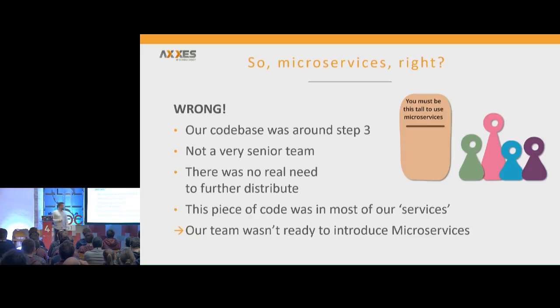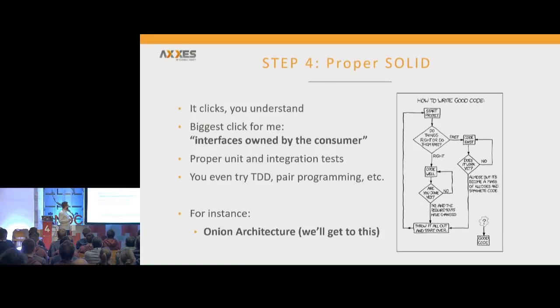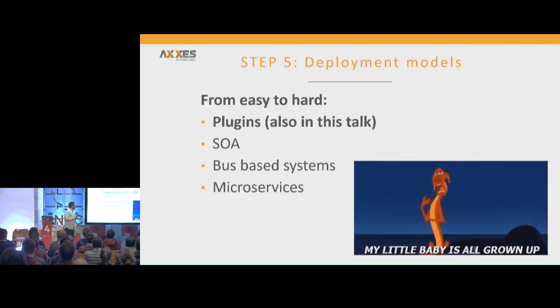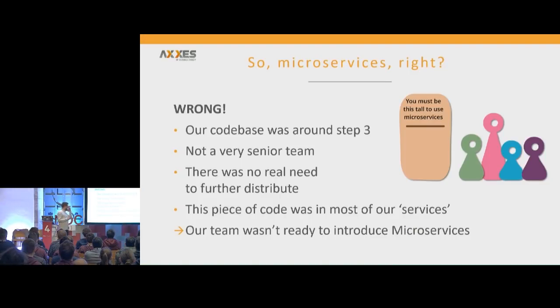So our code base was a bit around step 3. I think our code base looked most like this. We had lots of abstractions with single-line calls. And it was already multiple units of deployment, and we didn't really have a need to further distribute, so microservices wouldn't really help us because our team was quite junior. So we weren't ready, to be honest.